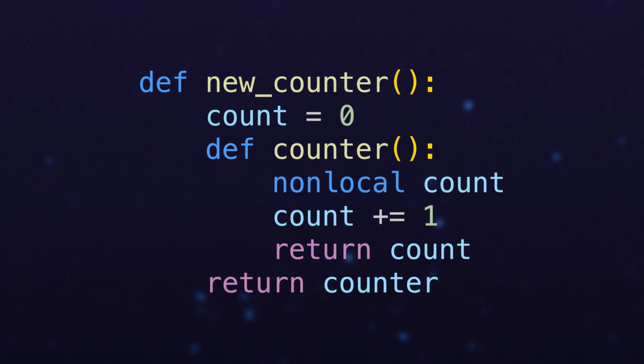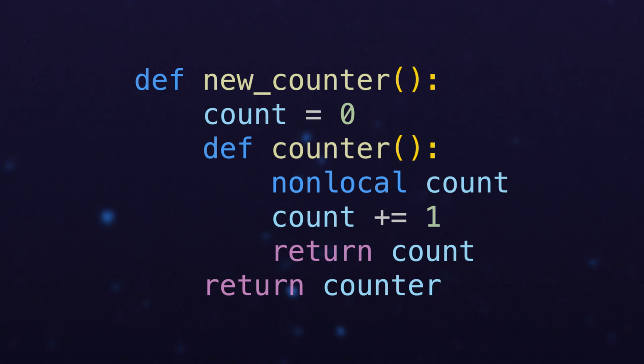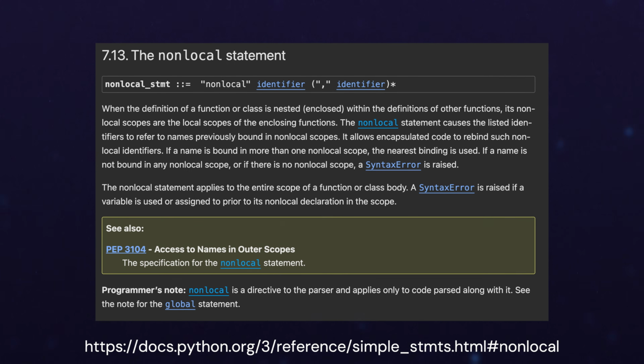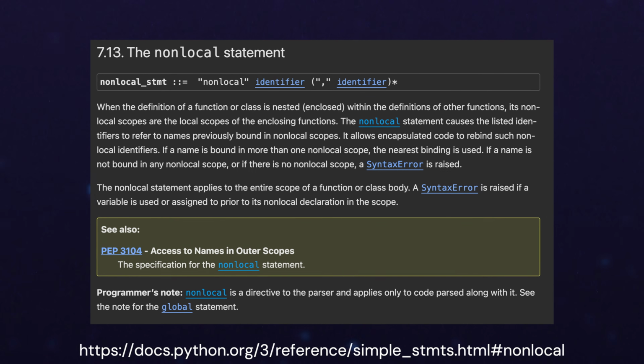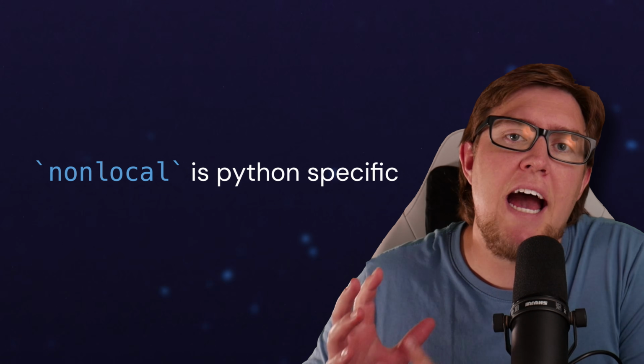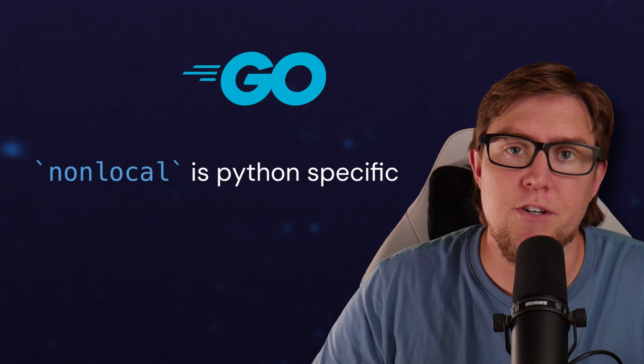Now, the very first thing it does is use the nonlocal keyword to tell the Python interpreter, hey, I'm accessing a variable that's declared outside of my scope. So it's just making that count variable available to be accessed. This is something that's fairly Python specific, the nonlocal keyword. You probably wouldn't need that in another language, something like Go, for example.